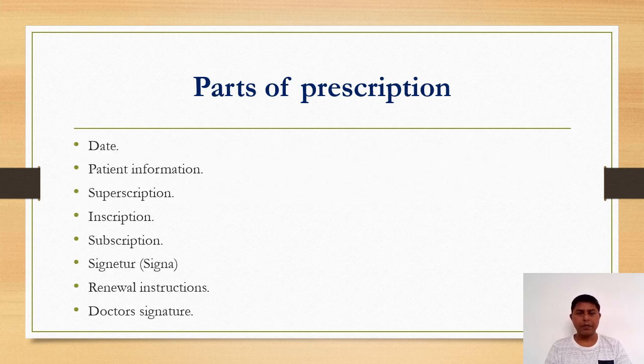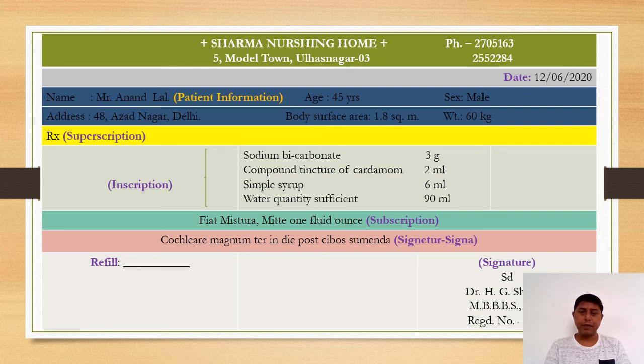The different parts of prescriptions are: date, patient information like age, weight, sex, address, etc., superscription, inscription, subscription, signature, that is signa, renewal instructions, and doctor signatures. These are the different parts of prescriptions. This is a typical example for you to know how Latin prescriptions look.